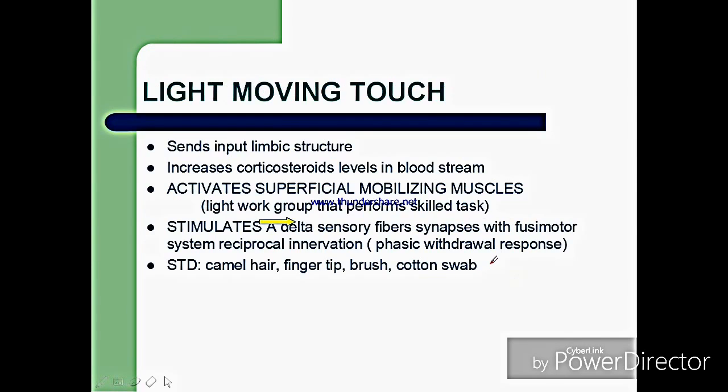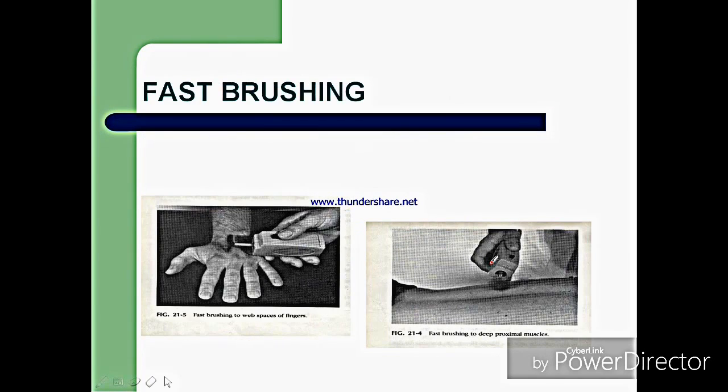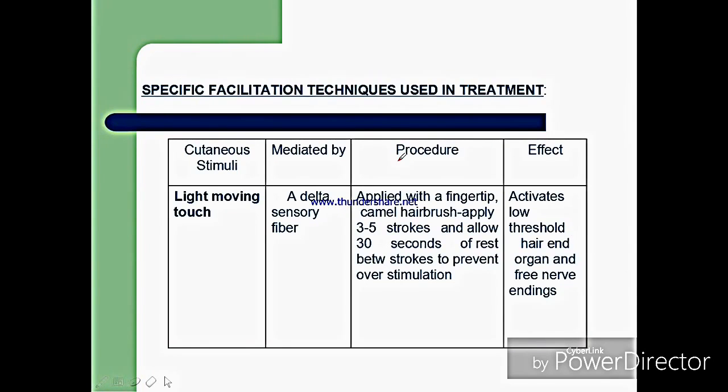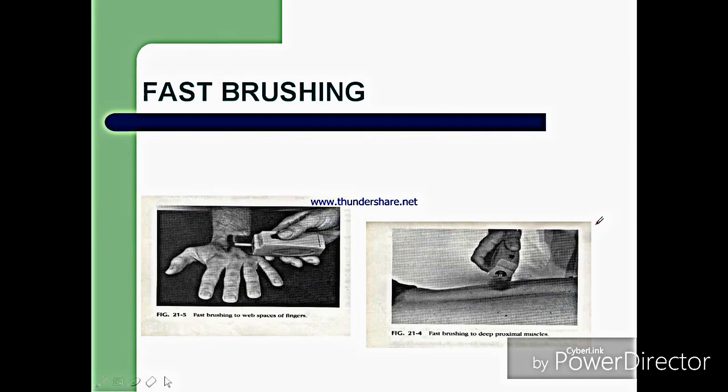First start with the light touch stroking. It activates the low threshold A delta sensory fibers to activate reflex reciprocal actions of the superficial, phasic or mobilizing muscles. They have a short-lived response and are easily stimulated. Light stroking of the dorsum of the webs of the fingers or toes, or of the palms of the hands or the soles of the feet, elicits a phasic withdrawal motion of the stimulated limb. Repeated use of this stimulation will result in a gross extensor reflex pattern.